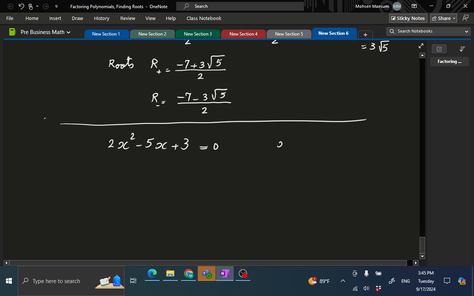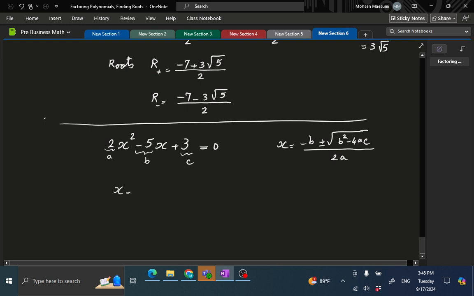Let's write it again here. So x was minus b plus or minus the square root of b squared minus 4ac, and then divided by 2a. This was a, this with the sign is b, and this one is c.